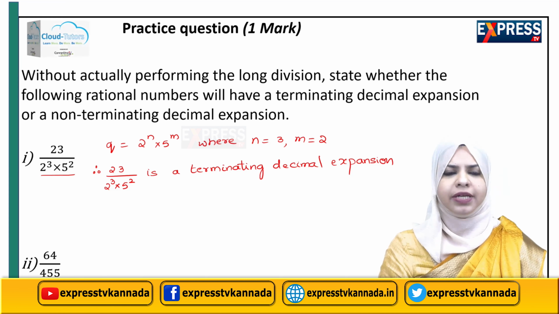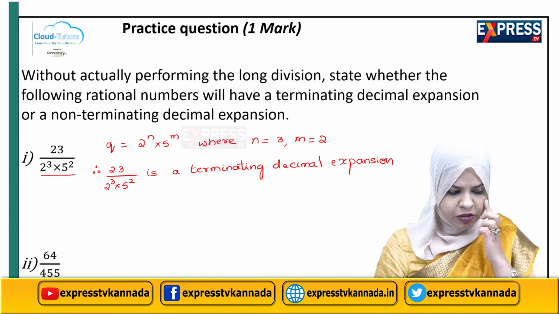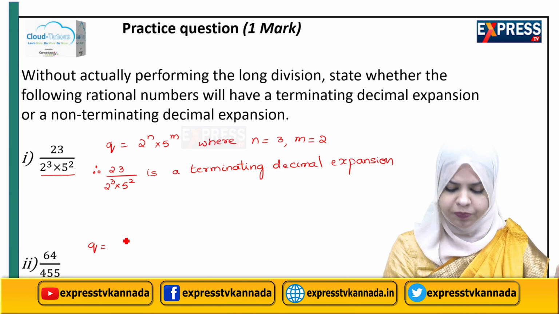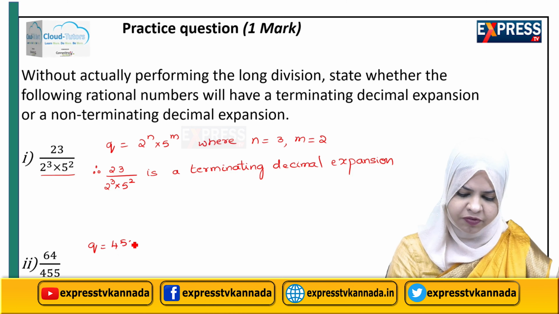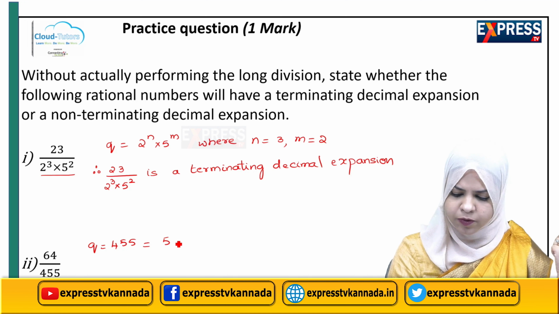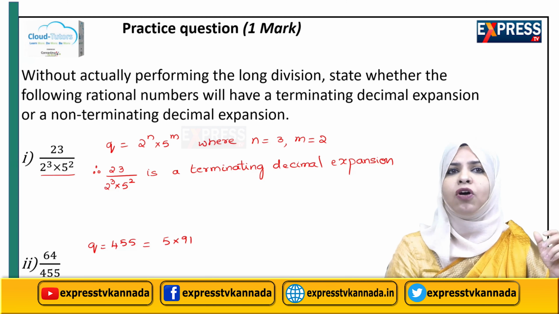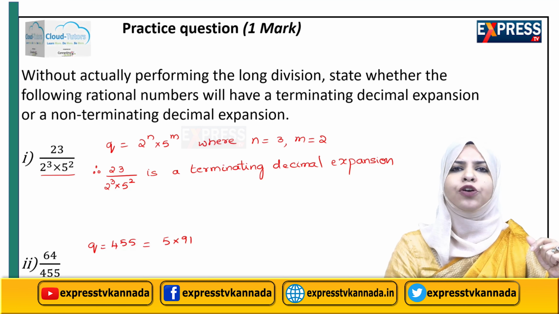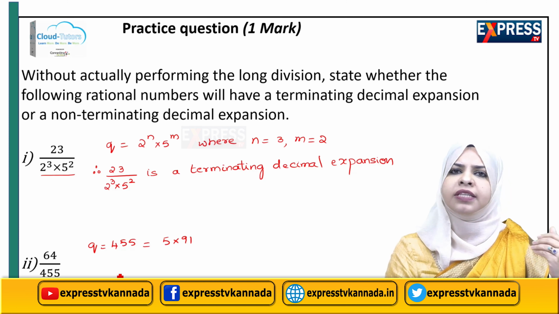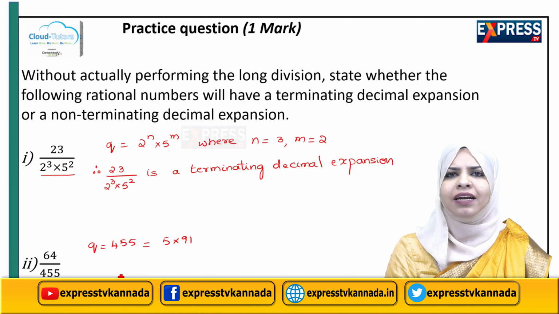Okay, so let's move on to the next question. Next question is 64 divided by 455. So what are the factors of 455? Here Q is 455 and the factors of 455 are 5 into 91, where 91 is a prime number. So I cannot express this in the form of 2 power n into 5 power m. So therefore, based on this, I can say that the decimal expansion is non-terminating and recurring.